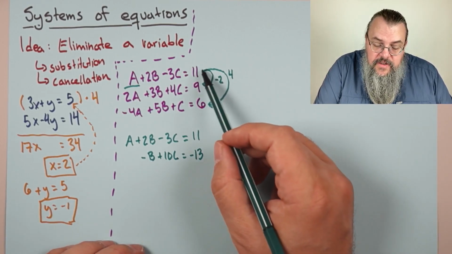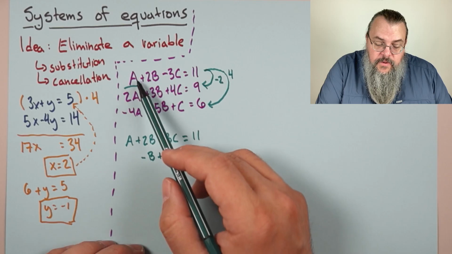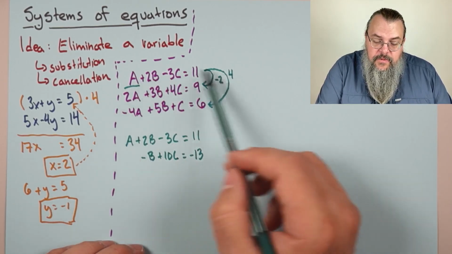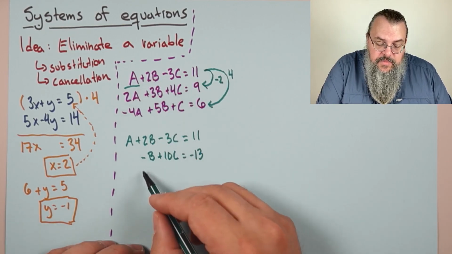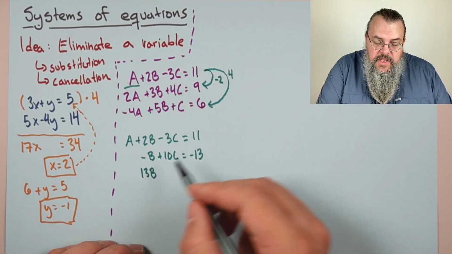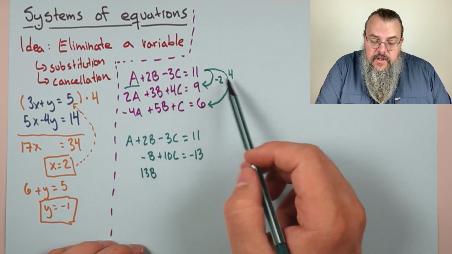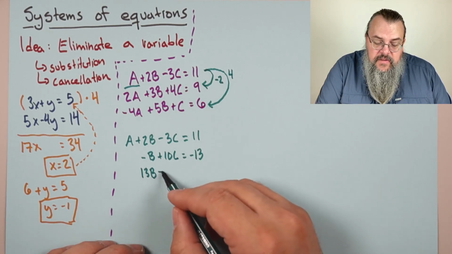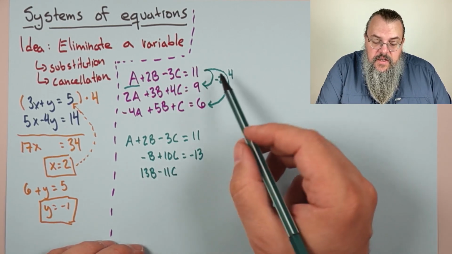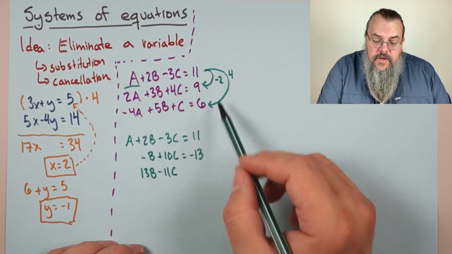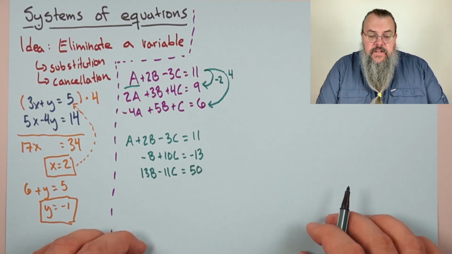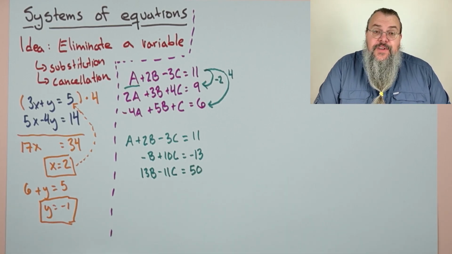All right, now, next one, 4. So 4a minus 4a, 0a. 8b, because that's 4 times 2b is 8b, plus 5b, that makes 13b. Minus 3 times 4 is minus 12c, plus a c makes minus 11c, and then 4 times 11 is 44, plus 6 makes 50. All right, so 13b minus 11c is equal to 50.